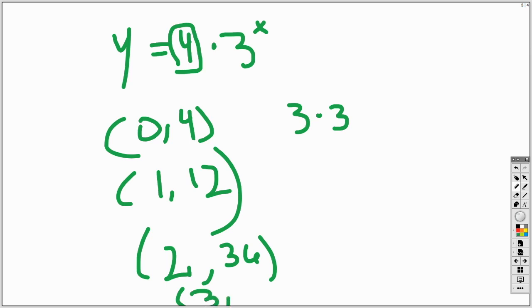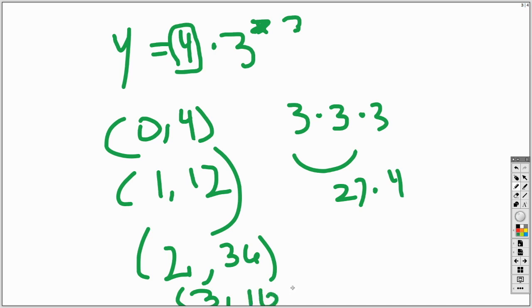Then let's do 3. We want to multiply 3 three times. 3 times 3 times 3 would be 27. And then 27 times 4. What is 27 times 4? 108. Okay. Then we would graph this, and it would show a curved line.